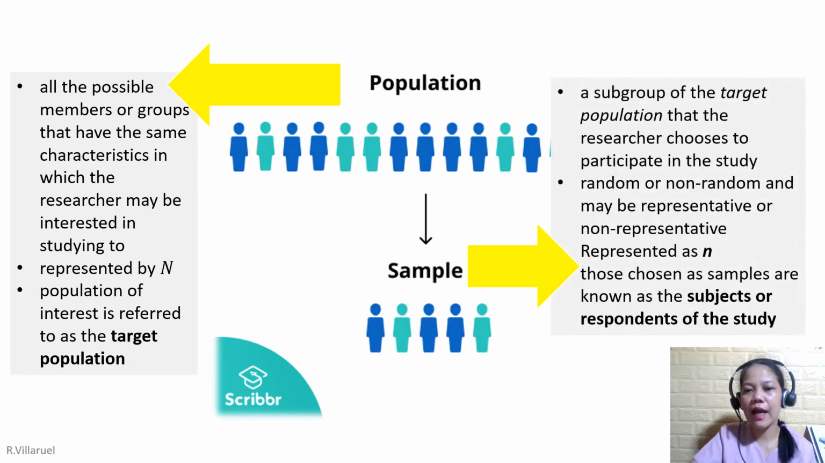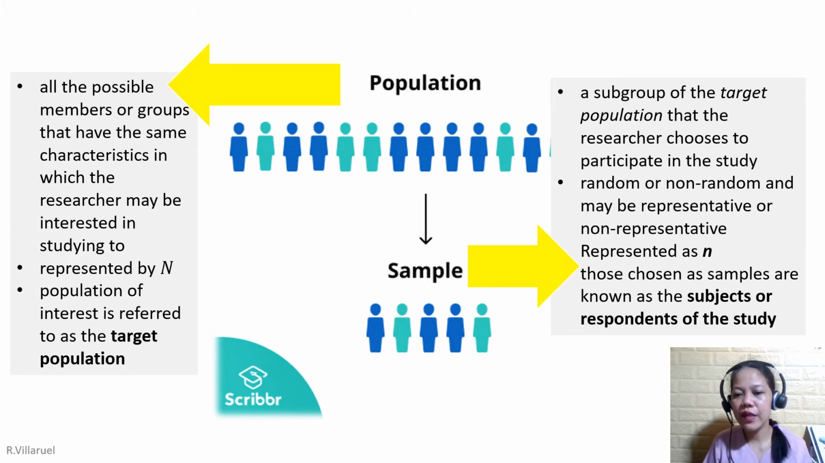Next, we have sample. It is defined as a subgroup of the target population that the researcher chooses to participate in the study. So, ito ngayon, namili na si researcher. Meron na siyang gustong pag-aralan na dun sa, from the population. So, kanina yung target population natin, either grade 12 or grade 11. So, pwede na yung sample, pwedeng ACAD or TVL, o kaya UMS lang, STEM lang. So, ganun. Mas konti siya compared sa target population.